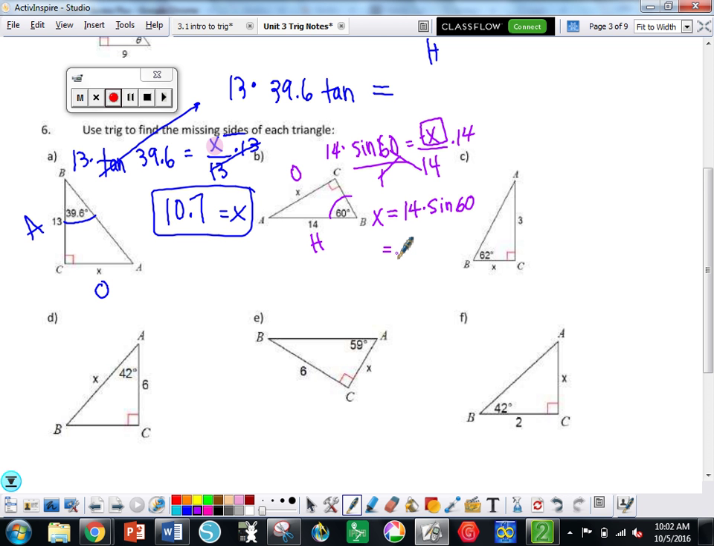So on your calculator, let's see if we all can get the same thing this time. 14 times the sine of 60. What is it? 4.1? Yes. 4.1.